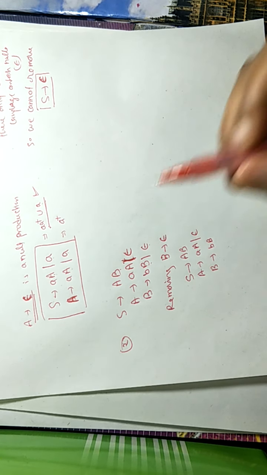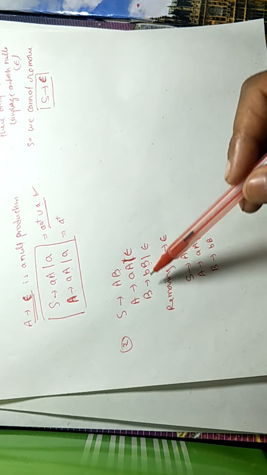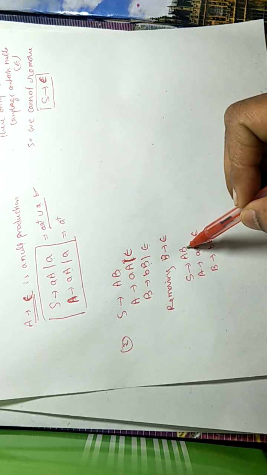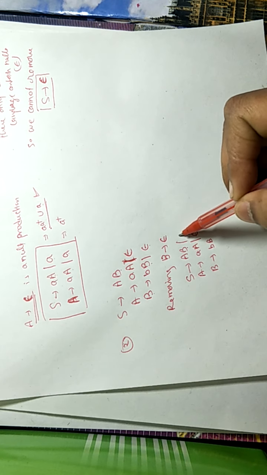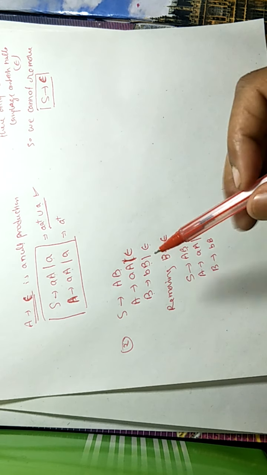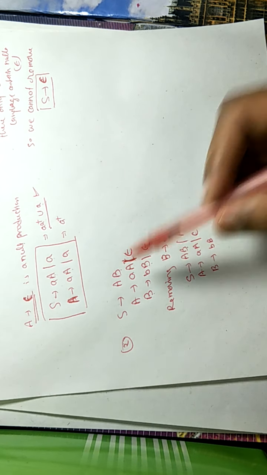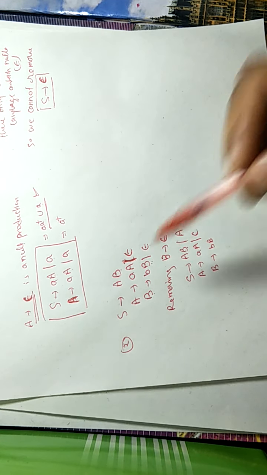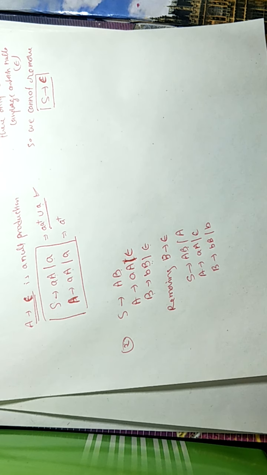Remove this production and look what we can get by B tends to epsilon. By putting B tends to epsilon here we can get A. By putting B tends to epsilon here, we can get B. So we have removed B tends to epsilon.